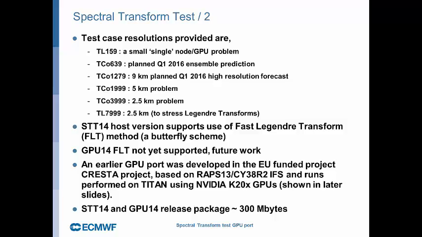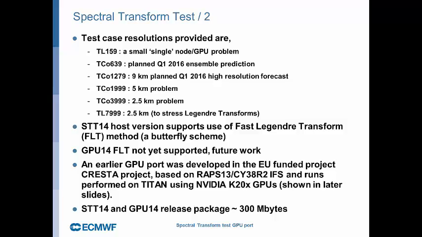The host version supports a fast Legendre transform butterfly scheme. Instead of doing 2 large DGEMMs per wave number, it implements a butterfly scheme which does fewer floating point operations, and consequently, for the host version, can run faster. That's not been ported to the GPU yet.